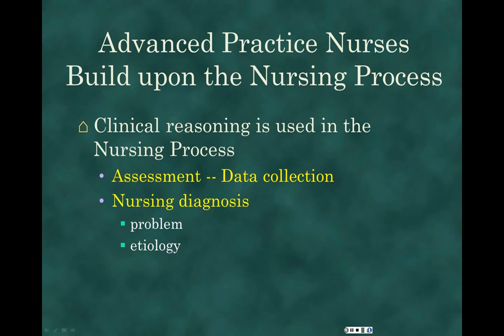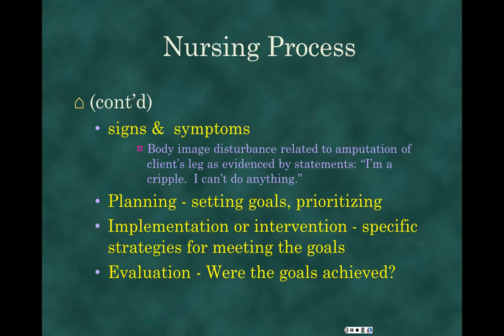As an advanced practice nurse, you're going to build upon the nursing process which you already know about. Clinical reasoning is used in the nursing process. Basically, assessment is your data collection, and your nursing diagnosis is coming up with the problem and the cause, or the etiology. You also have signs and symptoms, body image, etc. For example, body image disturbance related to amputation.